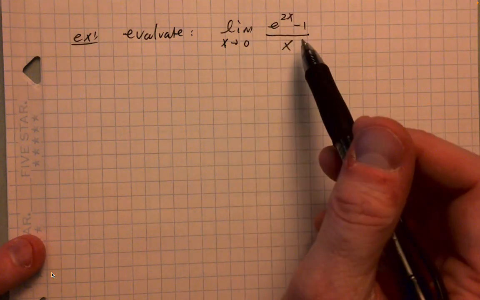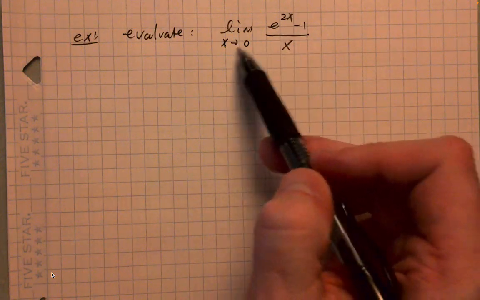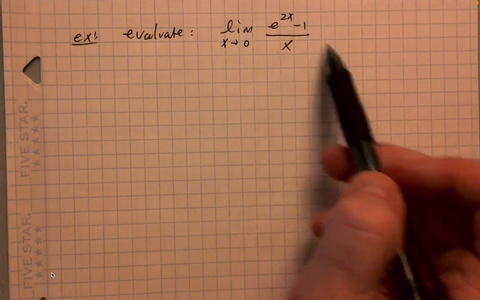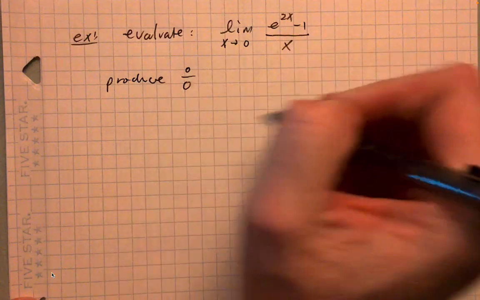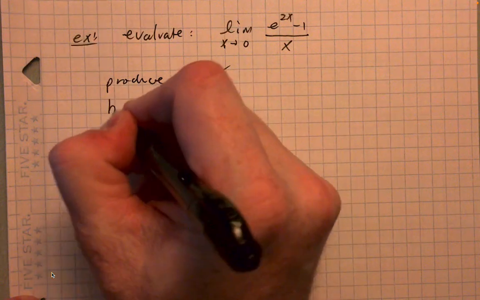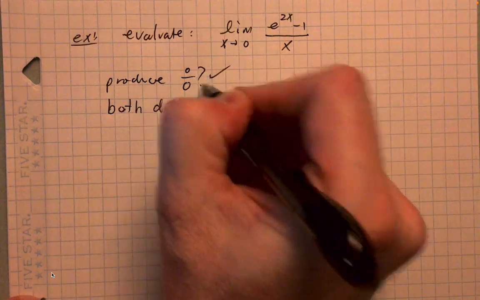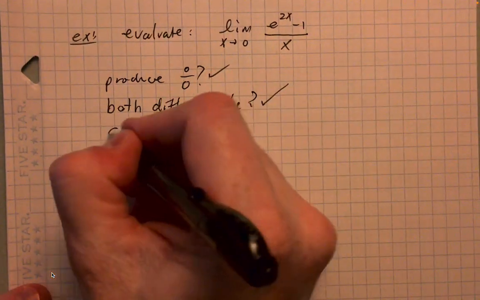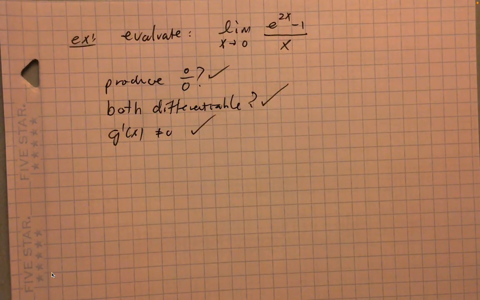Also, the first thing I guess we should check is that this does produce an indeterminate form when we use direct substitution, right? So e to the 2x when x is 0 is 1. So 1 minus 1 over 0. So 0 over 0. So it produces 0 over 0. Okay, so check that part. Both differentiable, check. G prime of x non-zero, check. Okay, those are the pieces that we need, and so this means we can use L'Hopital's rule.